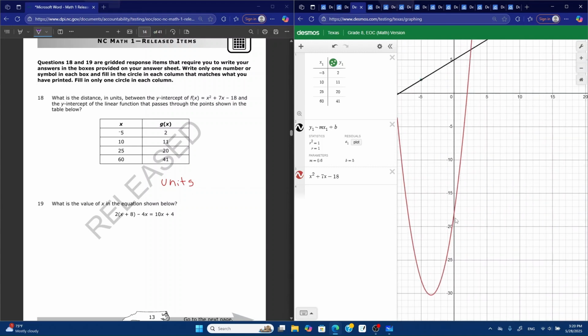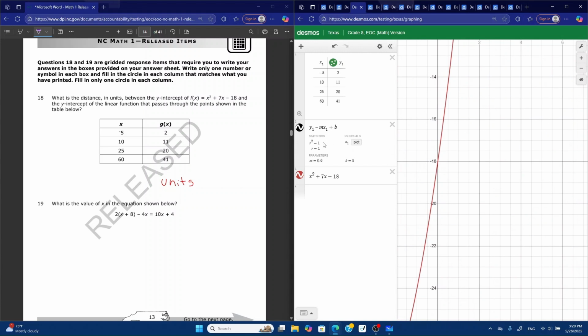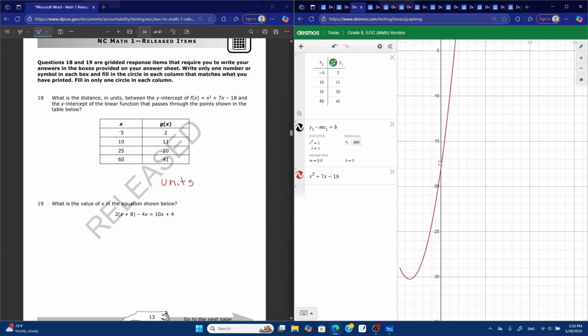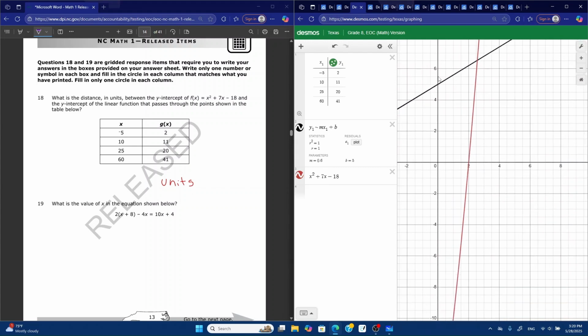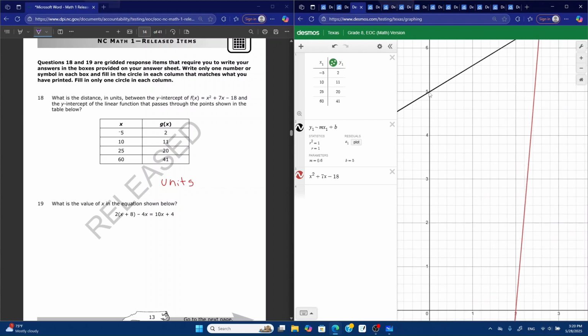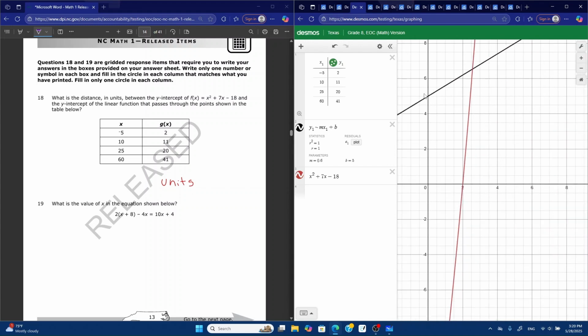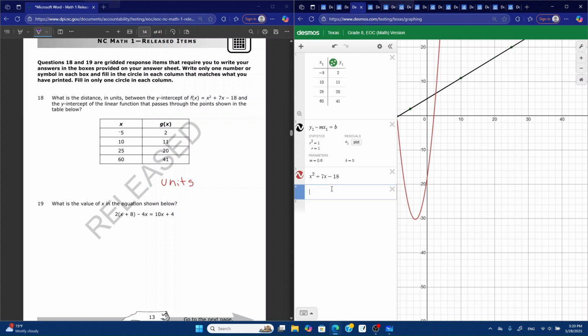Our y-intercept for our equation is negative 18. And if we go up here, our y-intercept for our table is 5. All right, so hold on. It's not negative 18 plus 5. It's not negative 13 units in distance. You cannot have a negative distance.